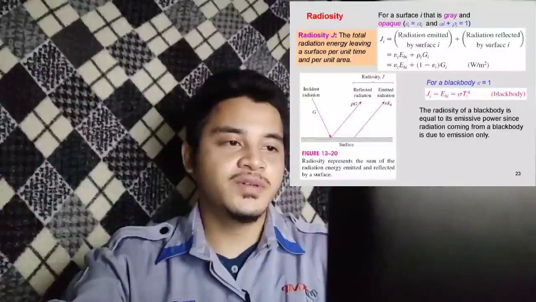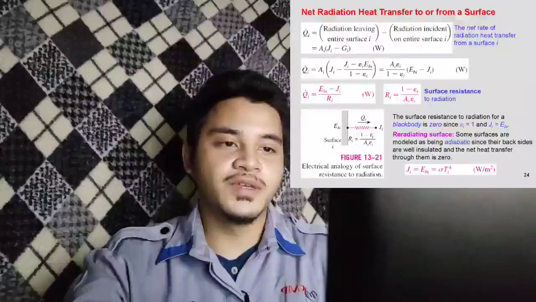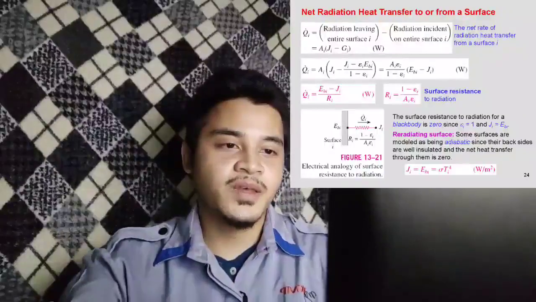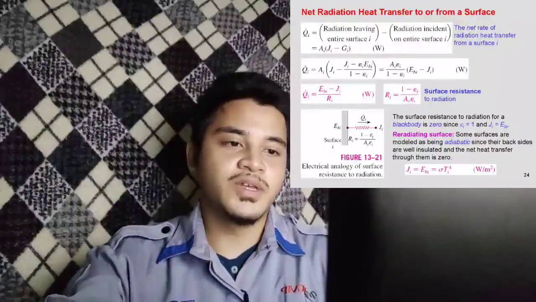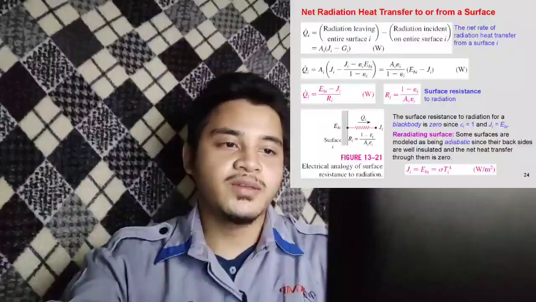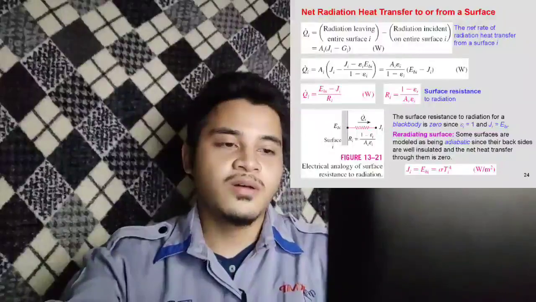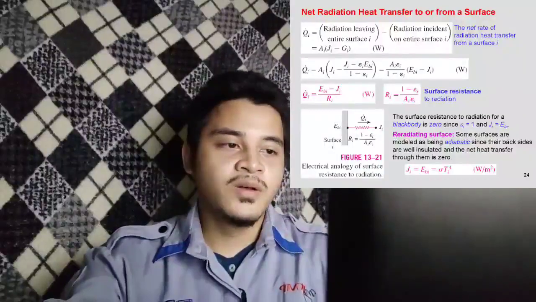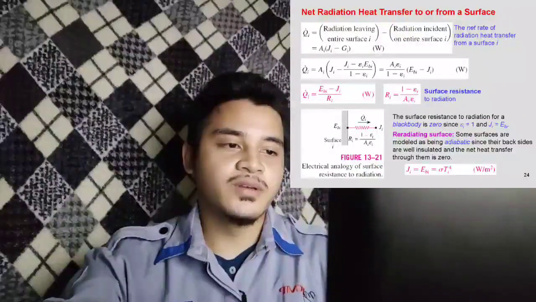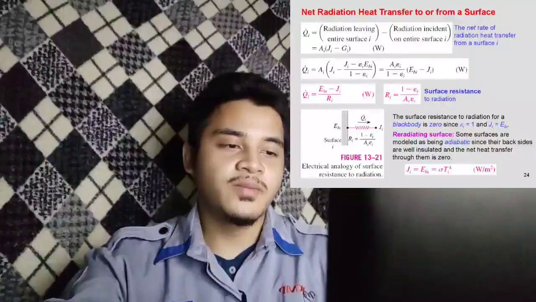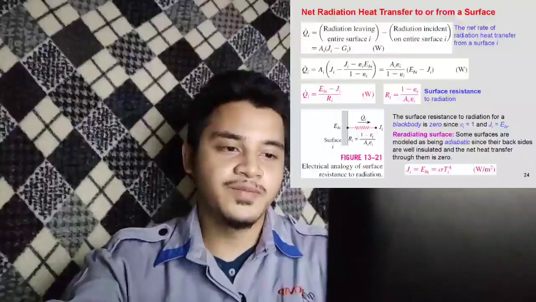Net radiation heat transfer to or from a surface: Q dot i equals radiation leaving the entire surface i minus radiation incident on the entire surface i. Then Q dot i also equals Ai times (Ji minus Ei) or Ai (Ebi minus Ji) times epsilon i per 1 minus epsilon i. For the surface resistance formula, Ri equals (1 minus epsilon i) per (Ai epsilon i).